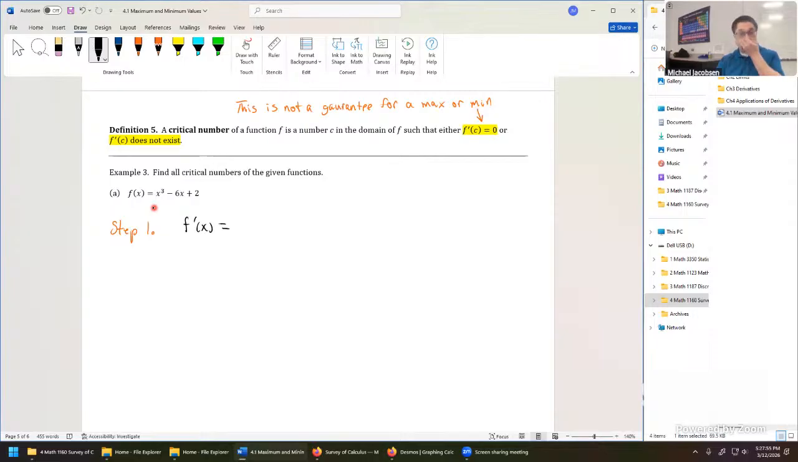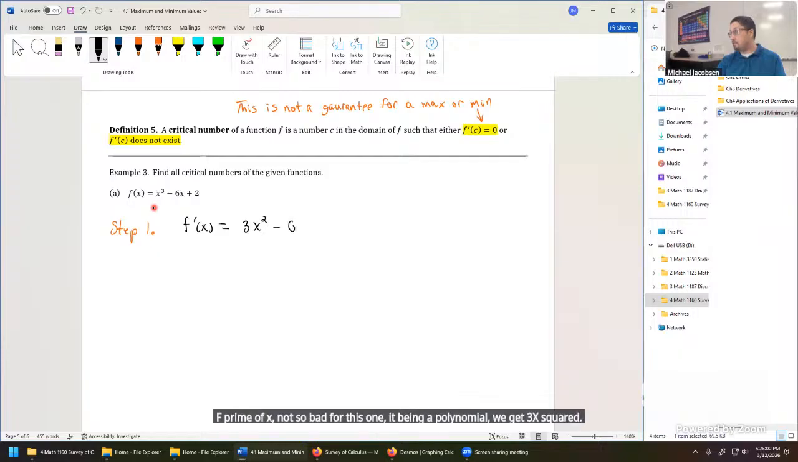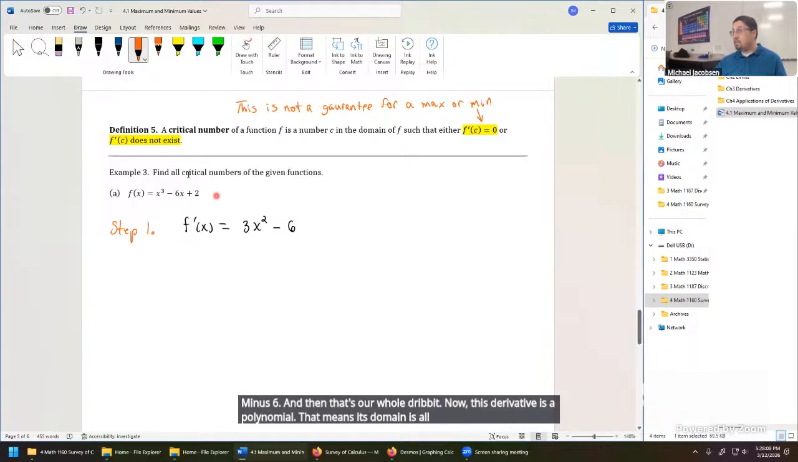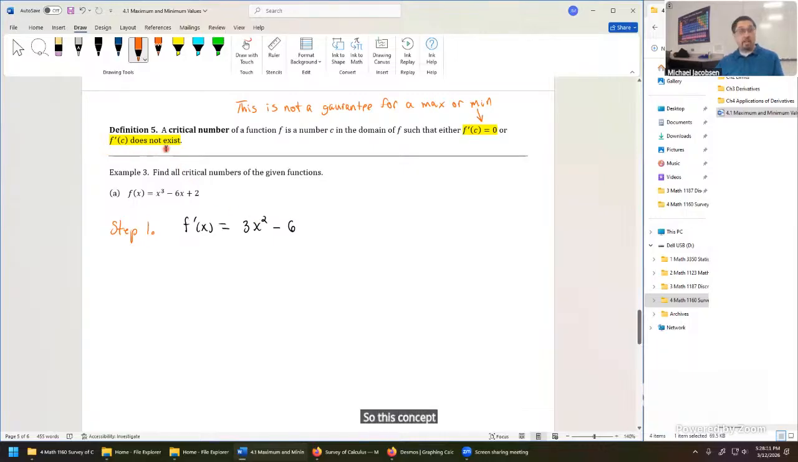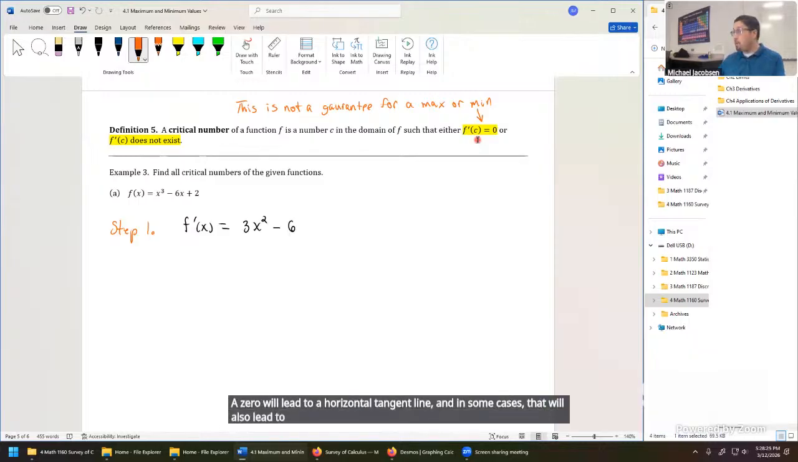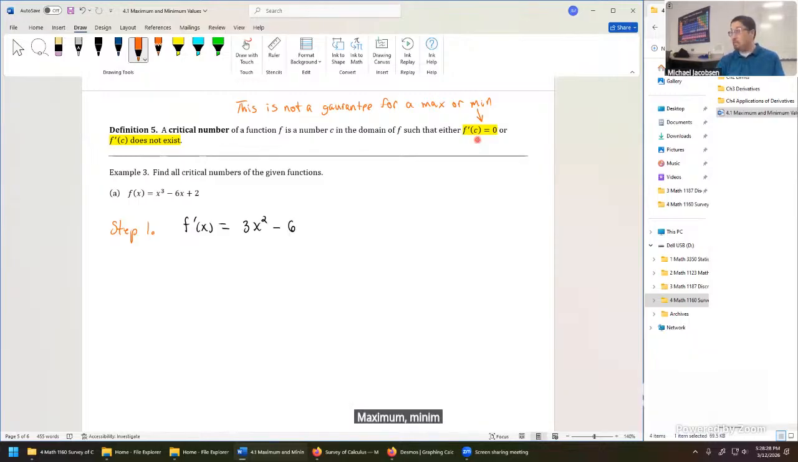f prime of x, not so bad for this one, it being a polynomial. We get 3x squared minus 6. And then that's our whole derivative. Now, this derivative is a polynomial. That means its domain is all real numbers. So this concept does not apply. The derivative exists everywhere. And usually we're focusing on that concept there. Where is the derivative 0? As 0 will lead to a horizontal tangent line, and in some cases, that will also lead to an absolute maximum or minimum or a local maximum or minimum.